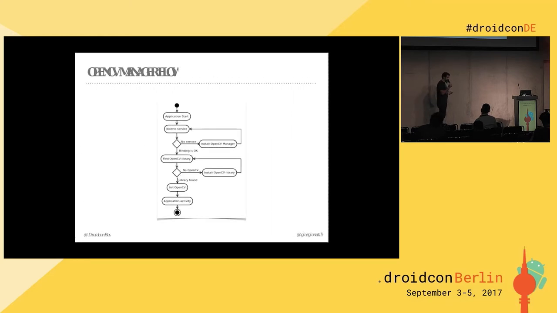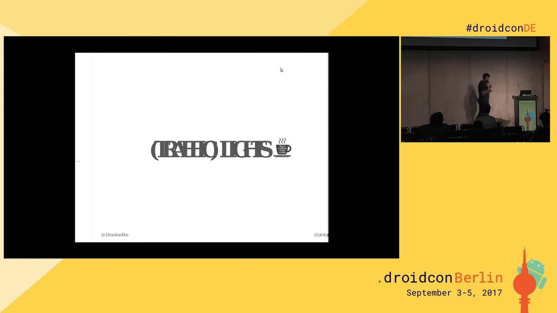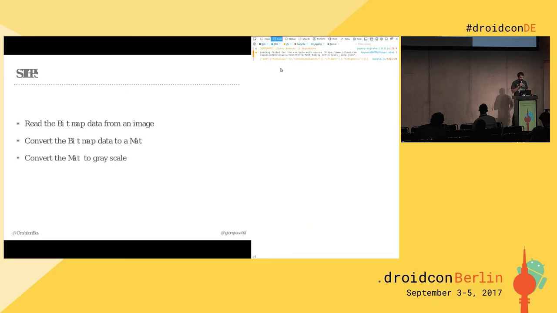That's the workflow. Usually, if the manager isn't there, you install it, and if there is no OpenCV, it's the manager itself that takes care of all the dependencies for you. Let me show you. I think it's better if we go with code. So first of all, I will show you what this other part of the demo is doing, if the app is not crashing again.